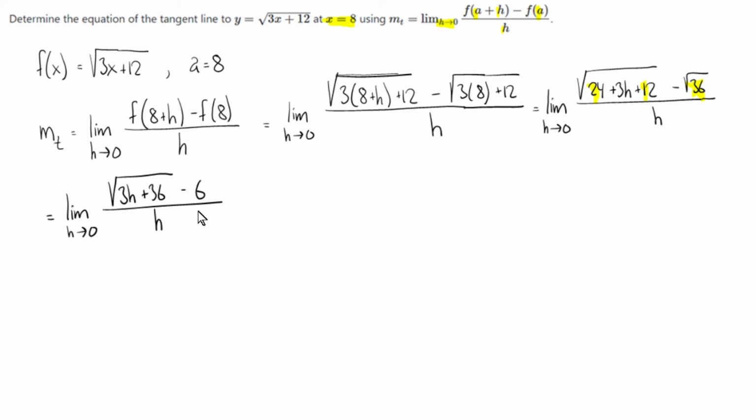Now, we want to evaluate this limit as h tends to 0. We cannot substitute in 0 because it would end up in the denominator, which is not permitted. So we need to change or simplify this expression in such a way that the h is eliminated in the denominator. So what we're going to do here is multiply this by the conjugate. The conjugate here is the square root of 3h plus 36 plus 6, and the same thing in the denominator.